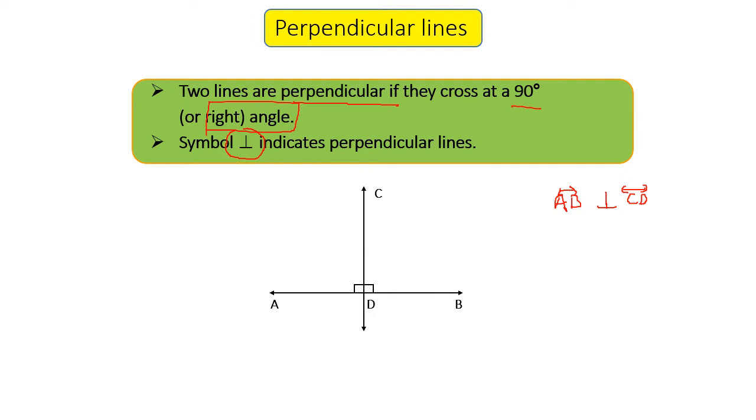If you look at the diagram here, this particular symbol represents that this is a right angle, 90 degrees. This symbol represents that this angle is 90 degrees. Both sides, here also it is 90 degrees, right?